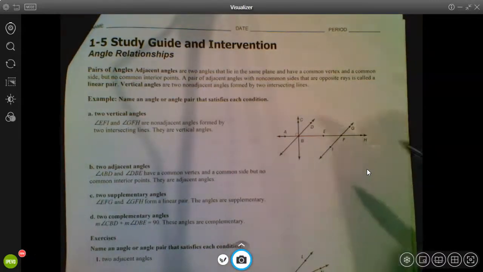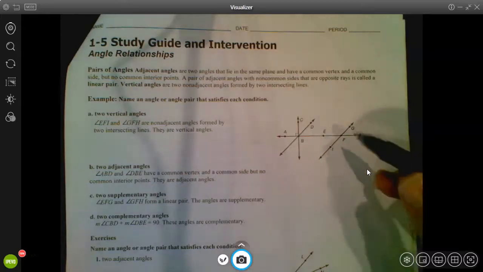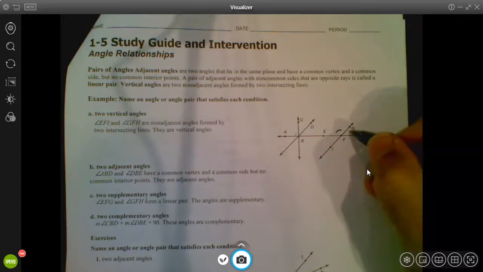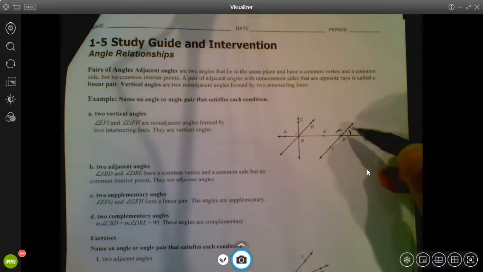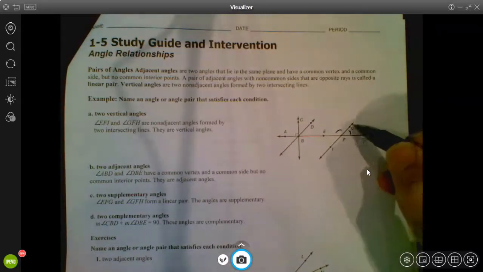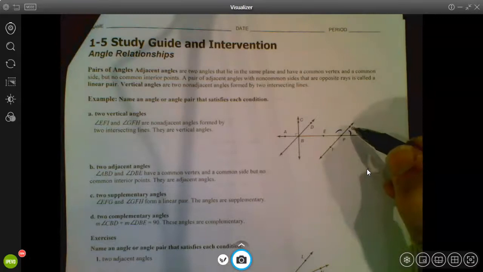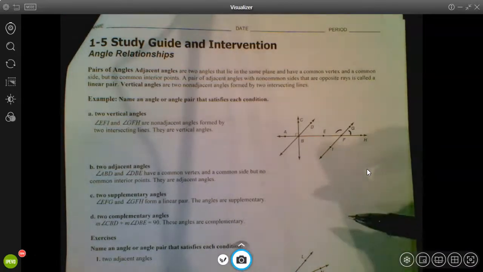So adjacent angles are ones that share a common side. If you would look at, let's just say this angle and this angle, those two angles are adjacent angles because they share a common side. So this ray, FG, belongs to this angle as well as this one. That makes these two angles adjacent to each other, or next to each other, but they have to share a common side.